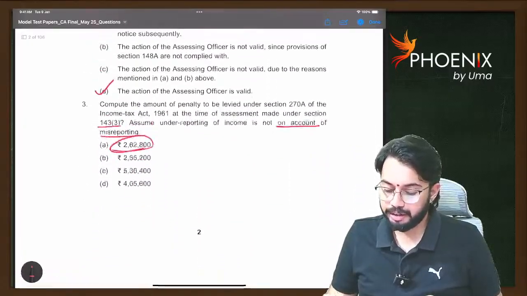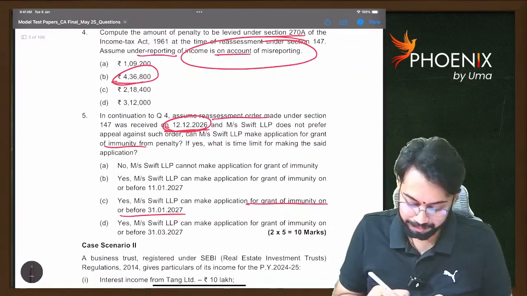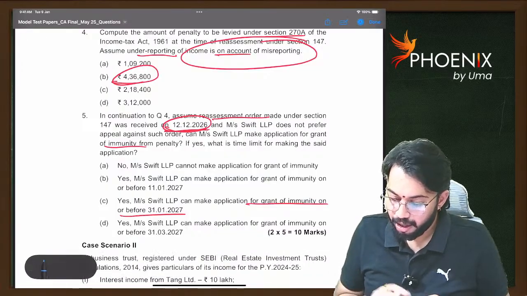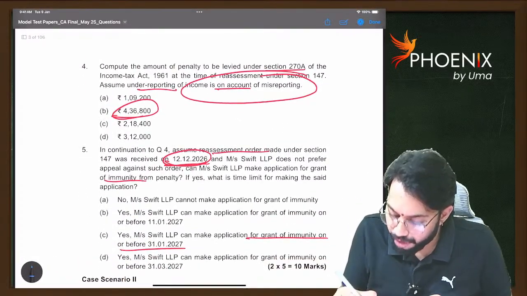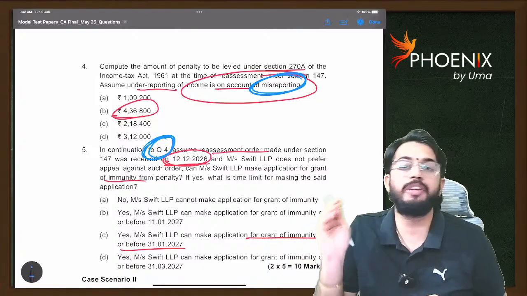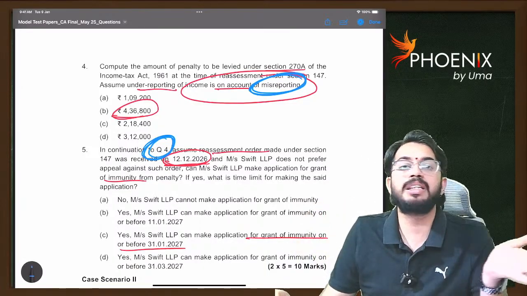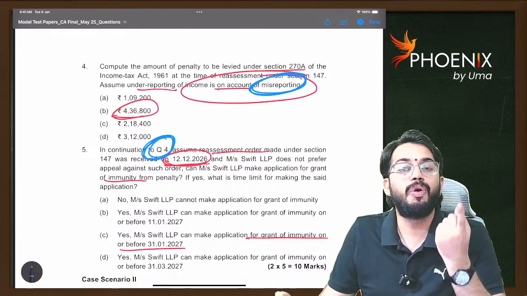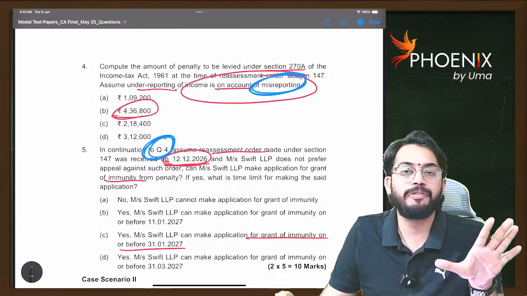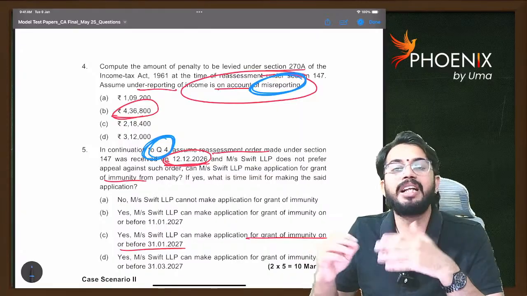Okay, got it. What he said here, in continuation to question number 4. Question number 4 is for misreporting of income. In case of misreporting of income, he cannot ask for waiver of penalty. Only in case of underreporting of income, whatever 50% of tax penalty is there, that can be requested.